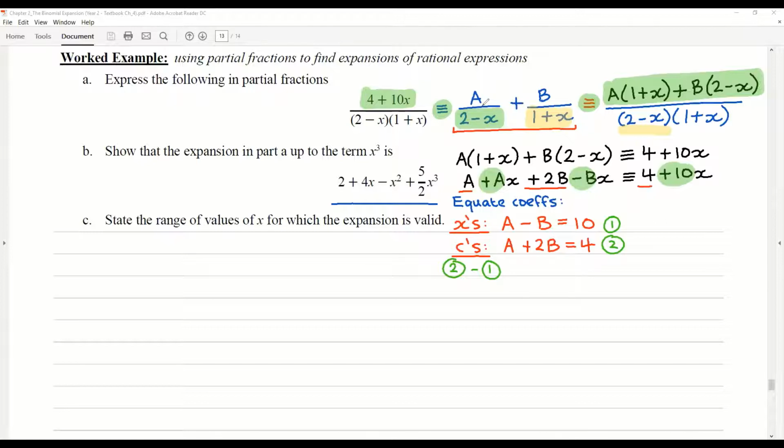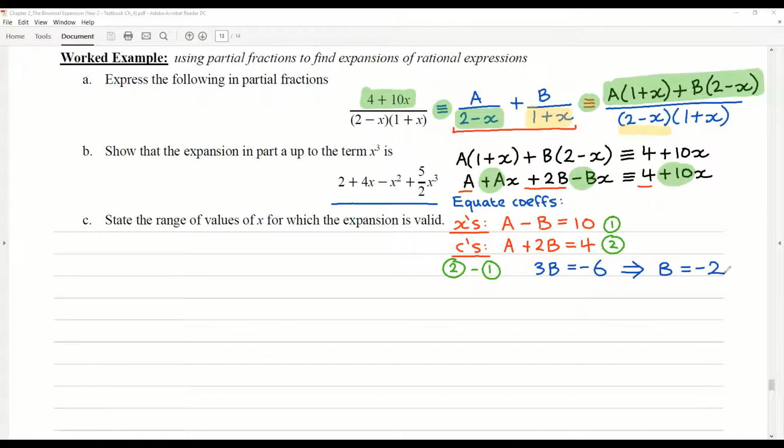So the A's will cancel, and then I'm going to get 3B is equal to negative 6, which implies that B is equal to negative 2. Okay, so just check that. So equation 2 subtract equation 1. The 2B subtract a negative B is obviously 3B, and 4 subtract 10 is negative 6.